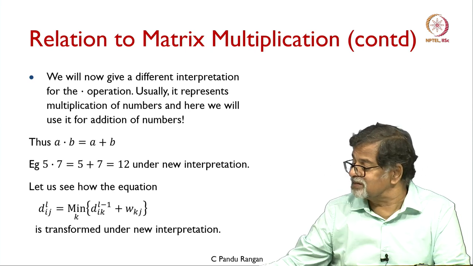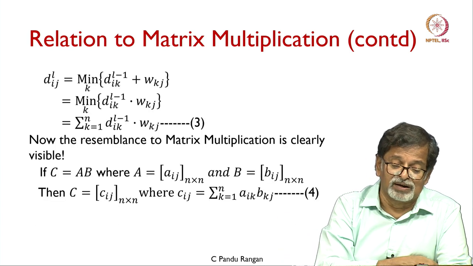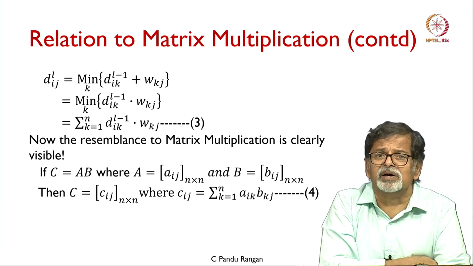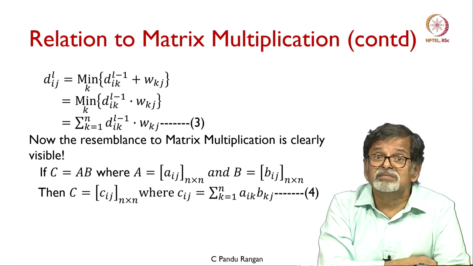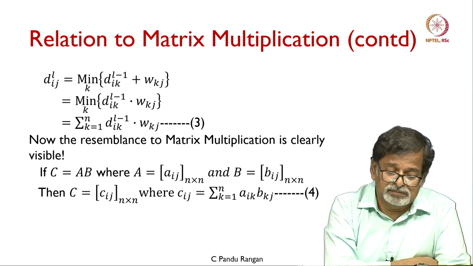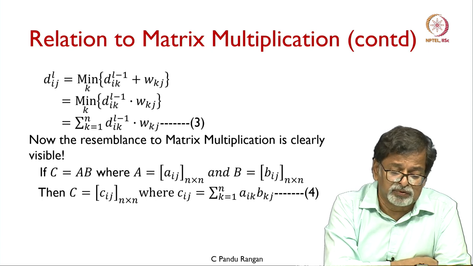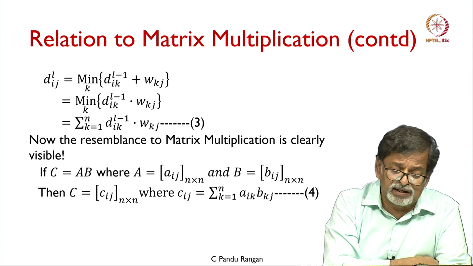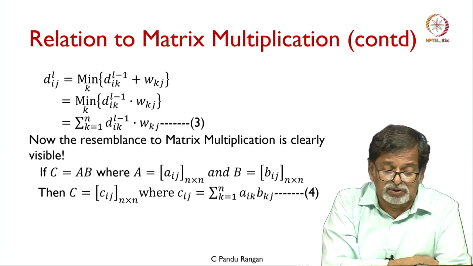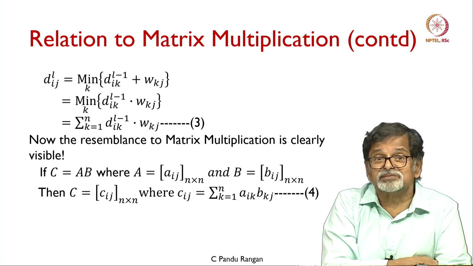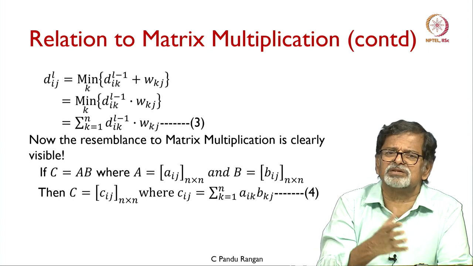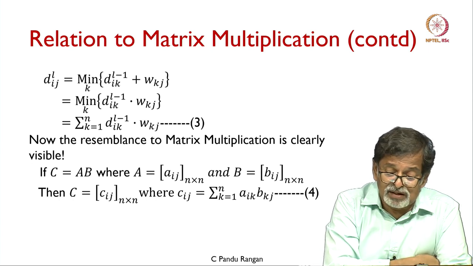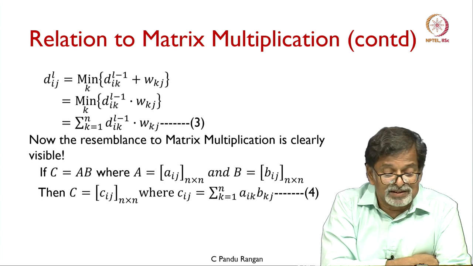You can see the transformation step by step. First of all, the plus is replaced by dot, because in my new notation plus is nothing but a dot, and the minimum is nothing but the plus, which is sum. Therefore, DLij can be written as sigma k equal to 1 to n of DL minus 1 ik dot Wkj. It is the same expression, just with new symbols. Now the resemblance to matrix multiplication is clearly visible.